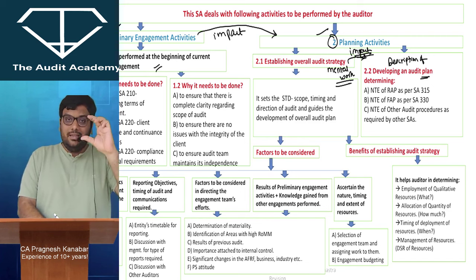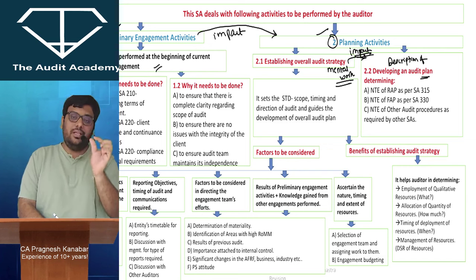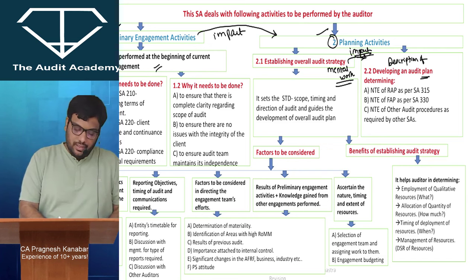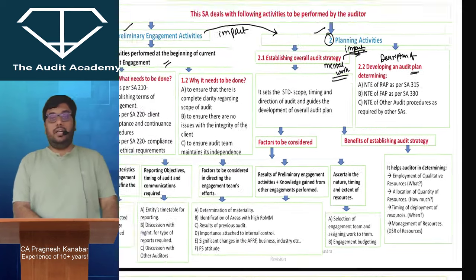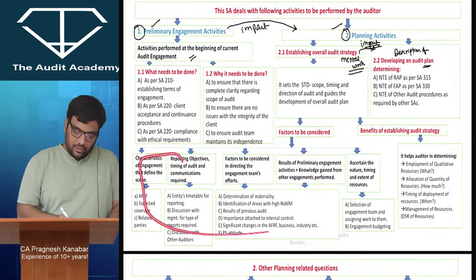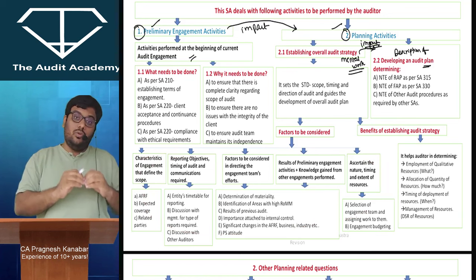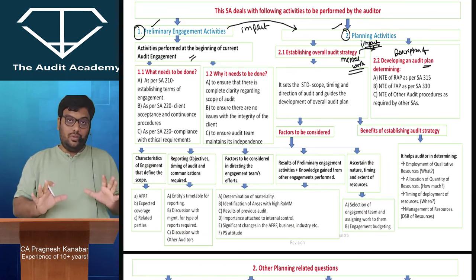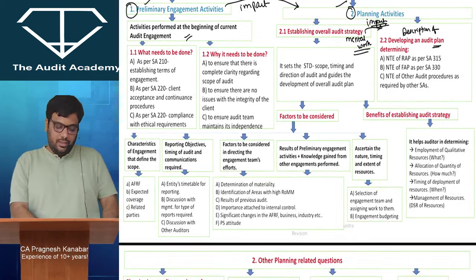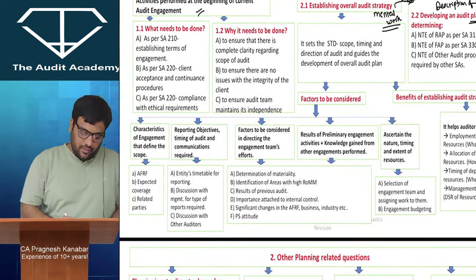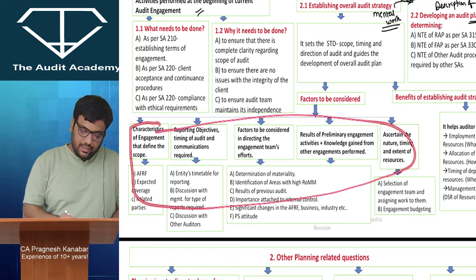In exams they will give you a case study type question, but if the last line of the question says what are the factors to be considered in establishing overall audit strategy, all right, then these points you have to come up with, and you cannot write other points. That means do not go for any kind of fakeology over there. Ensure that you are writing only these points. Factors to be considered will have 5 points, as you can see in my notes.